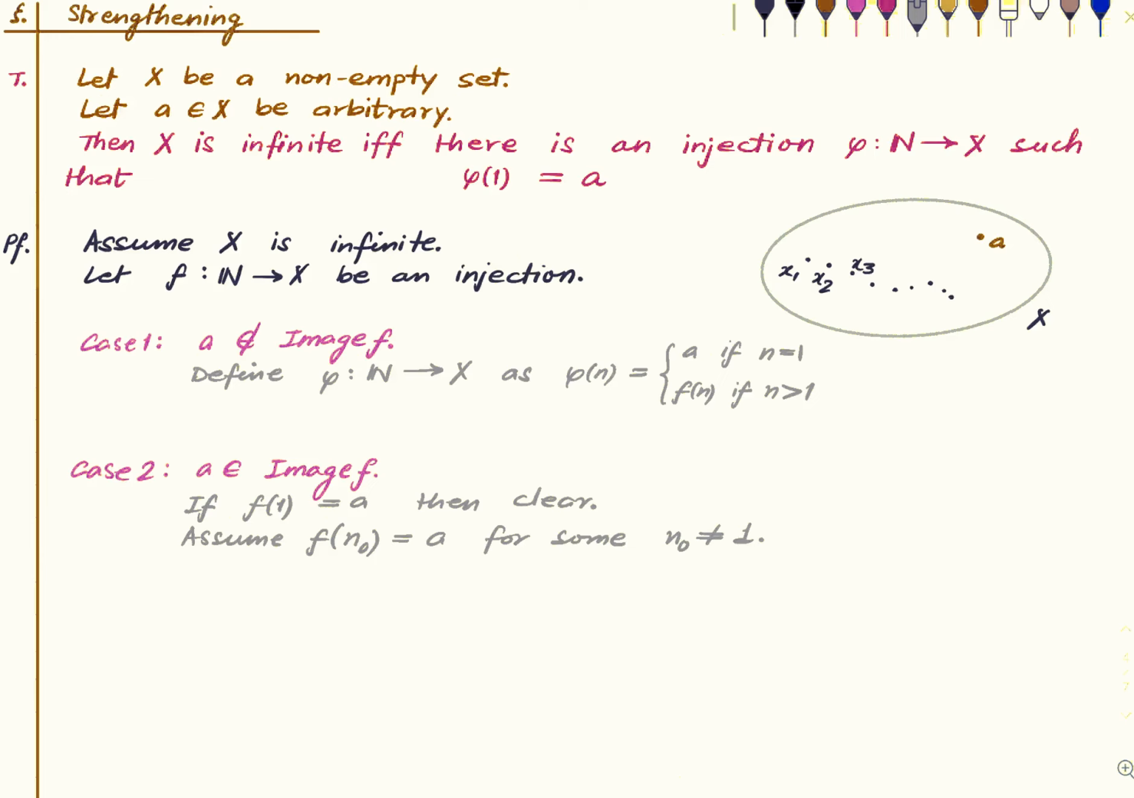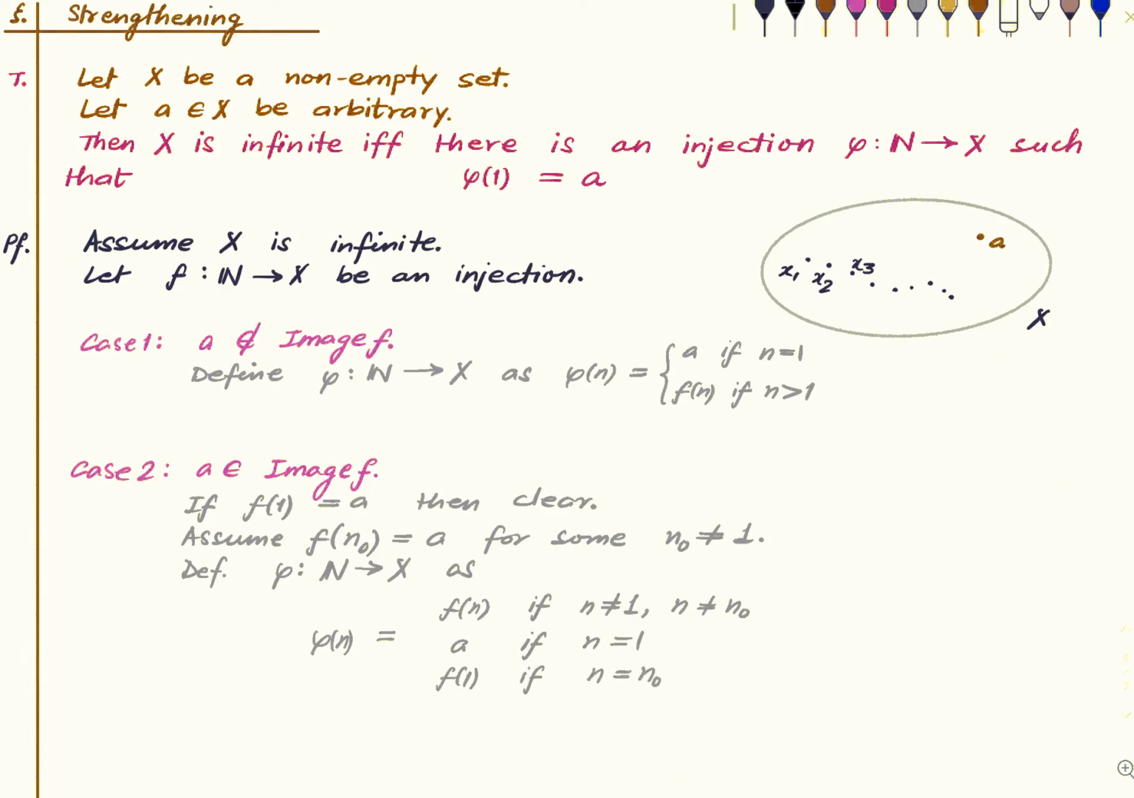So here we will just make a small modification to the function f, and define the function phi from the naturals to X as: phi of n is equal to f of n if n is not equal to 1 and n is not equal to n naught. So in these two inputs, we just mimic f. It is a if n is equal to 1, and f of 1 if n is equal to n naught.